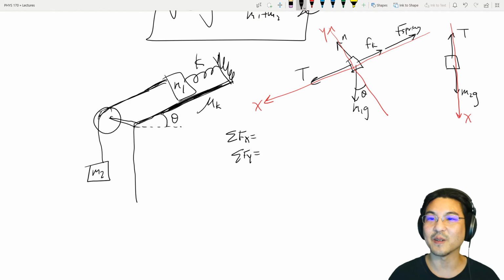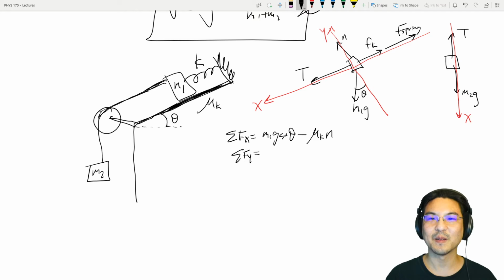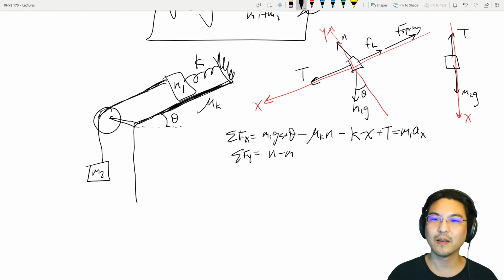Okay, so for block 1, x direction, we got, okay, and then minus friction. And I'm just going to write it right here. Friction is mu k times n, well, kinetic friction. Okay, and then minus spring force. And now spring force is proportional to the displacement. Now, which way is the displacement? X. So, kx. Okay, and then there's the tension. Equals mass times acceleration. Okay, in the y direction, okay, equals mass times acceleration.